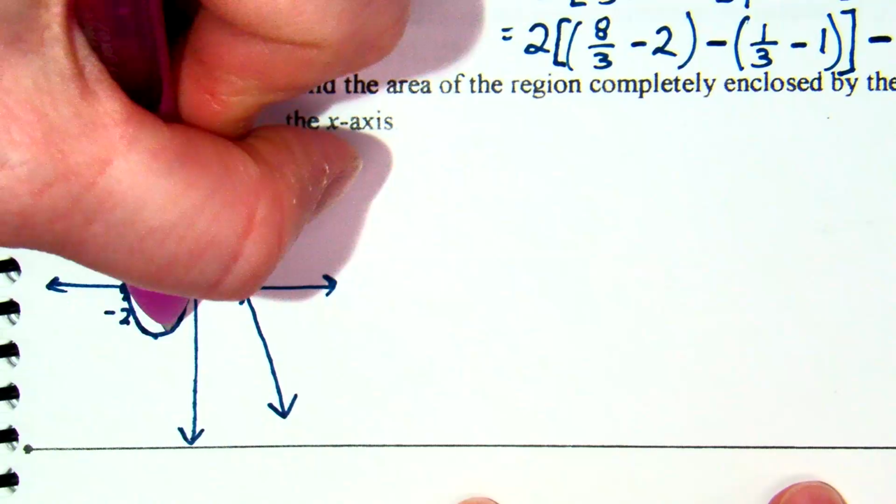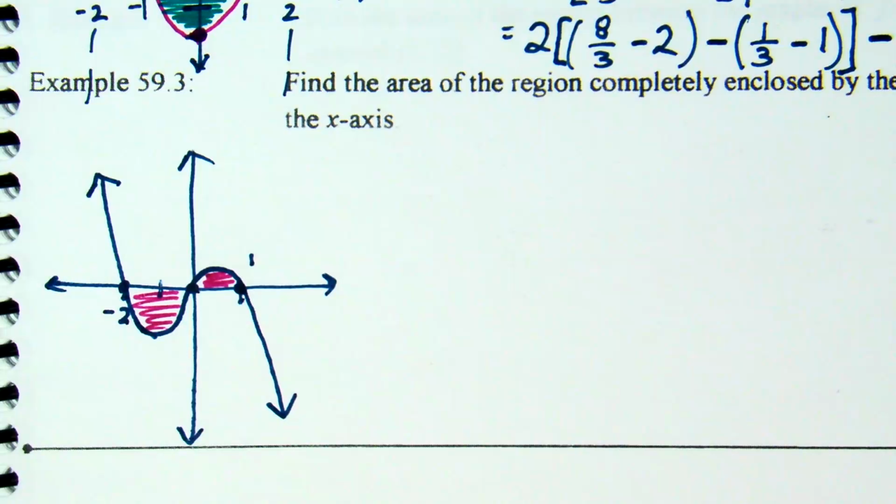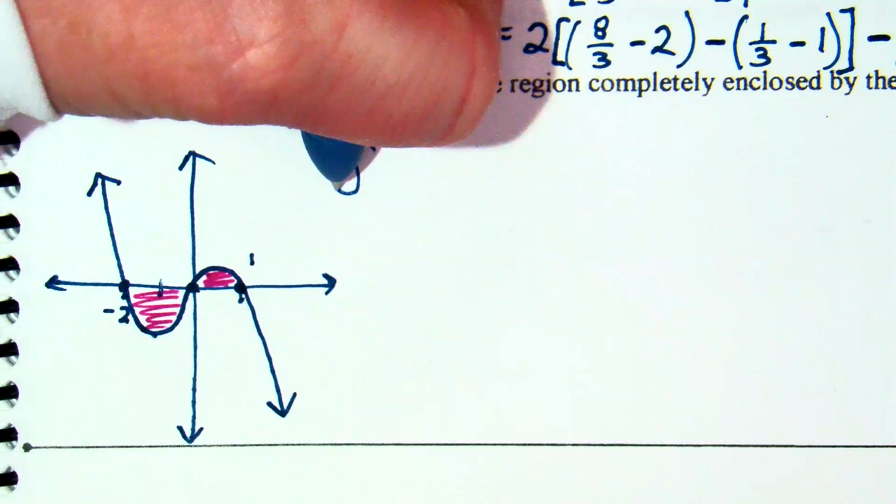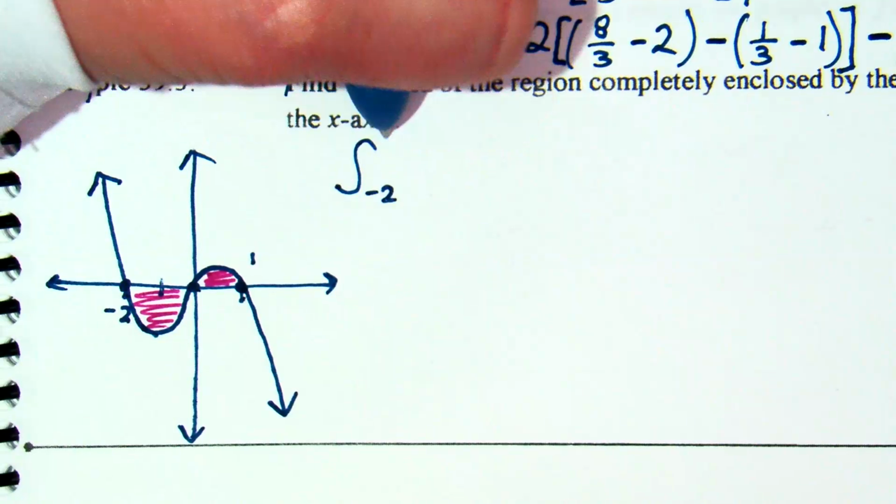So when we set this up, officially, we're doing the integral from negative 2 to 1 of negative x cubed minus x squared plus 2x dx. But we need to break this up into our two pieces. What do you know about those two pieces?